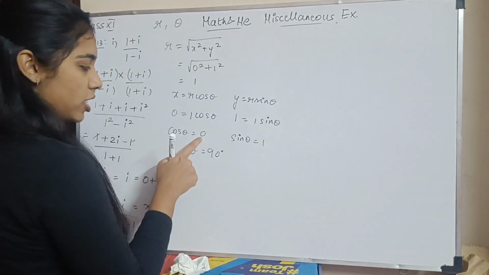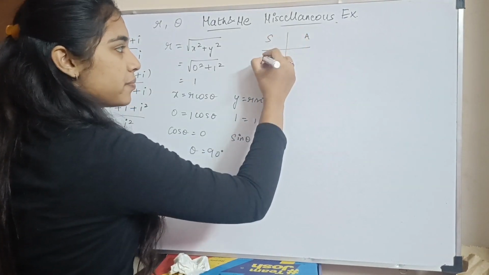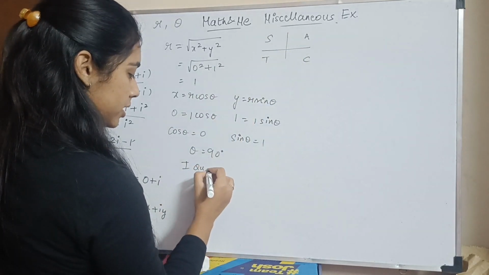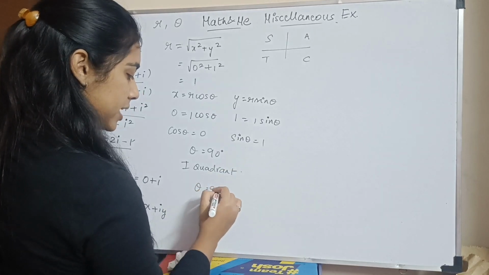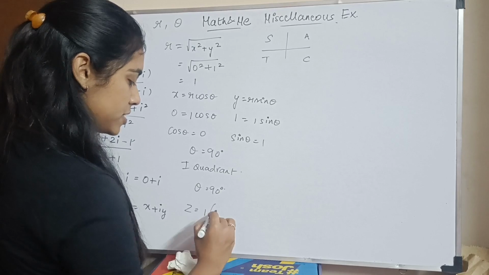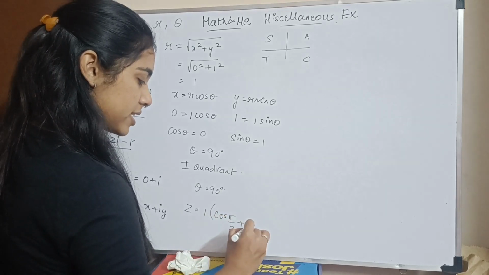And what else do you know? Cos theta is positive and sin theta is positive. So when you do the all silver tea cups, since both are positive, they are in the first quadrant. In the first quadrant, theta is theta itself. So theta equals 90 degrees. So the polar form is z equals r times cos pi by 2 plus i sin pi by 2.